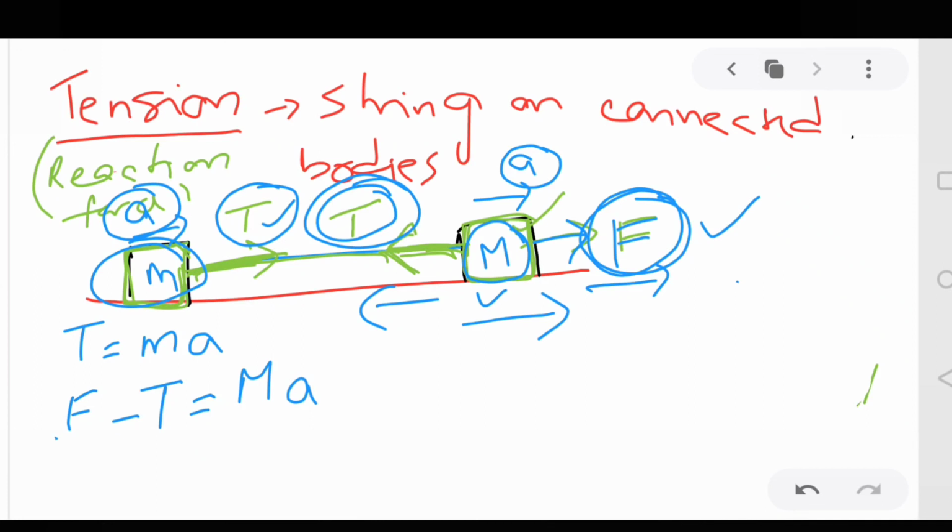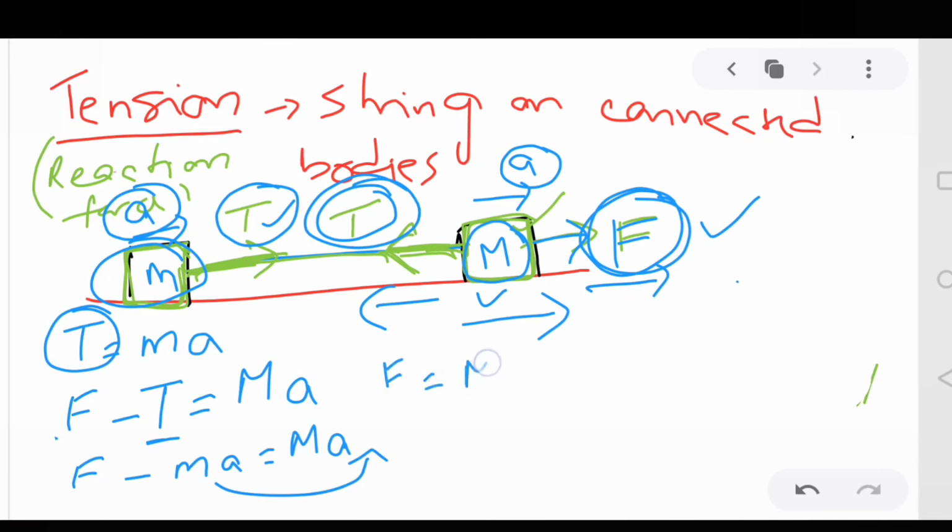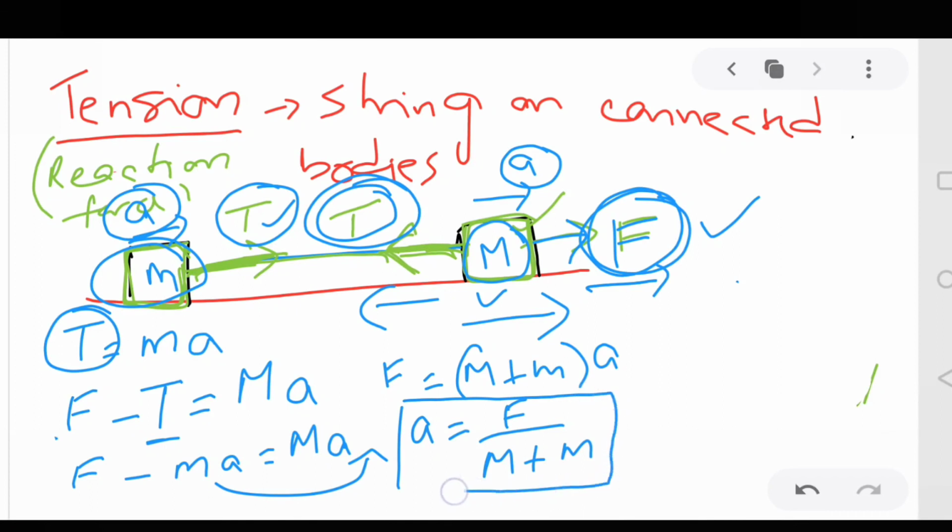Now if you substitute this value of T over here, you get F minus small m into a is equal to capital M into a. If you take this to the other side, this becomes F is equal to (small m plus capital M) into a. So that gives a is equal to F divided by (small m plus capital M). This is the expression for the acceleration.